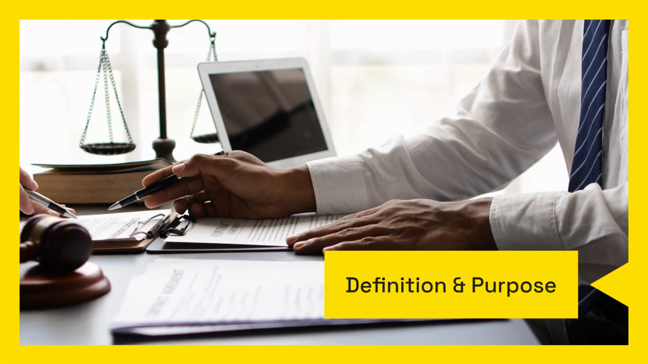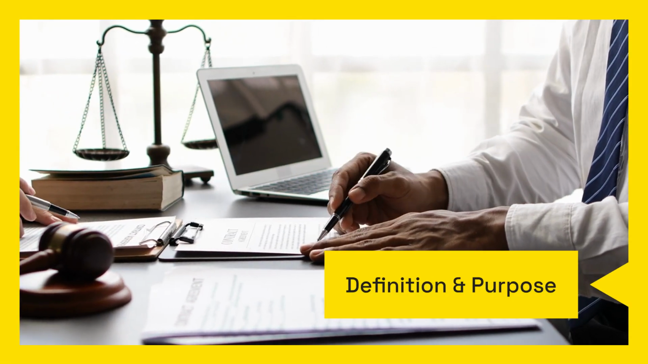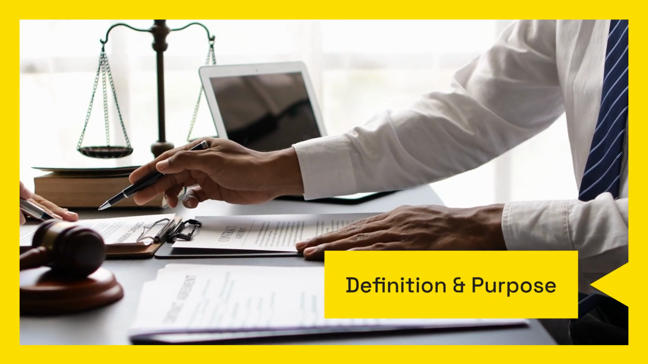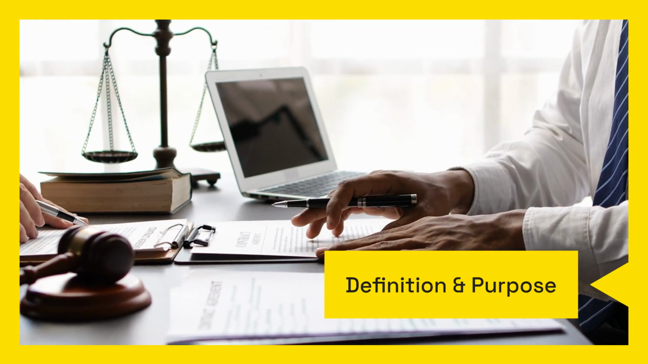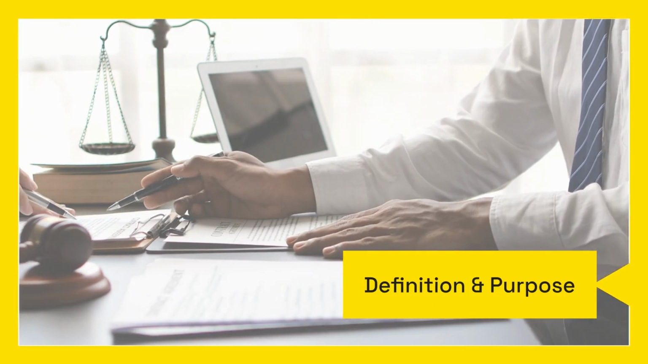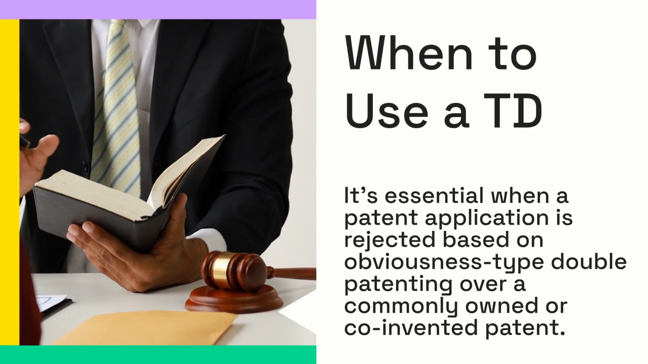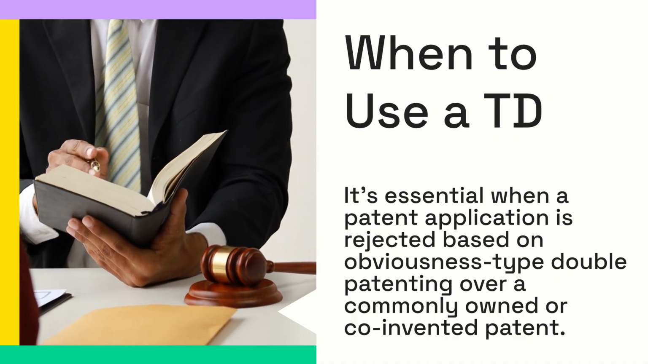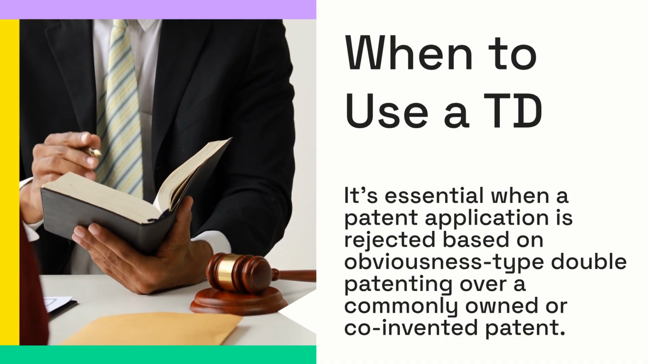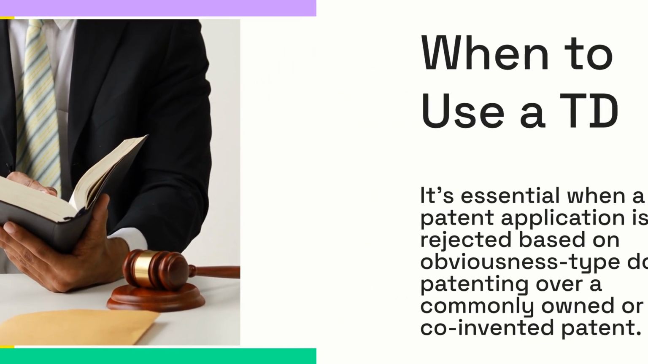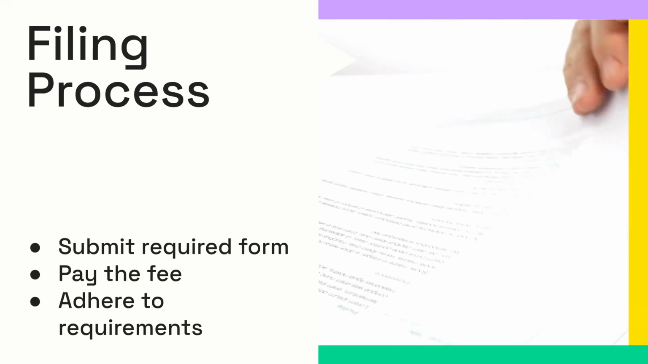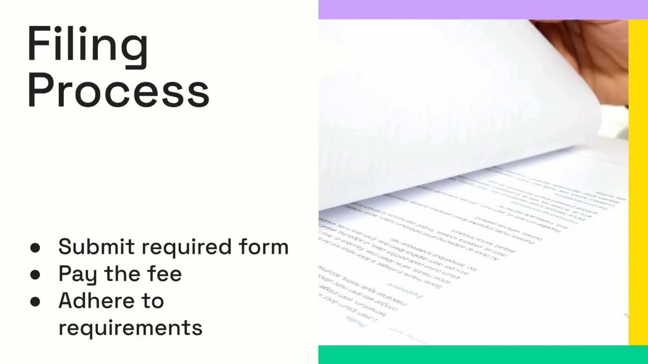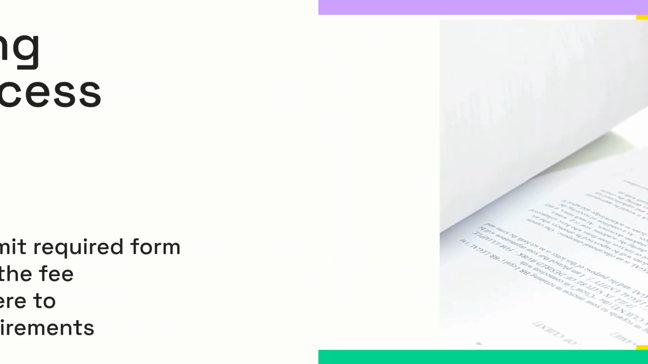A terminal disclaimer is a statement filed with the USPTO that disclaims the portion of the term of a later issued patent that would extend beyond the expiration date of an earlier issued patent. You need to file a terminal disclaimer when your application receives an obviousness-type double patenting rejection against an existing patent to overcome the rejection. The process involves submitting the correct form and paying the required fee, ensuring you meet all legal stipulations for linking the patents.